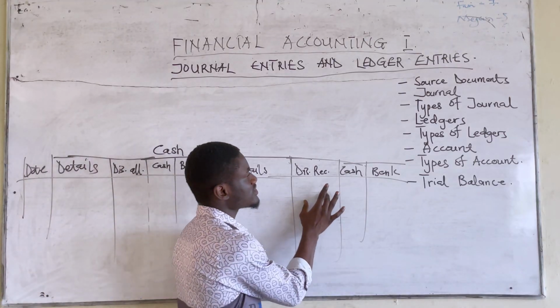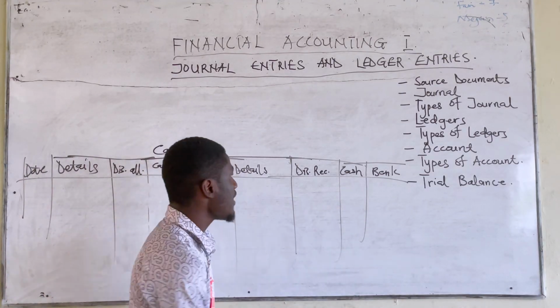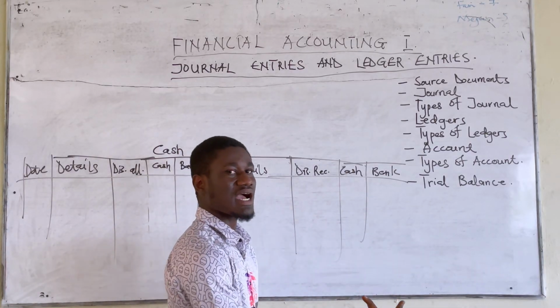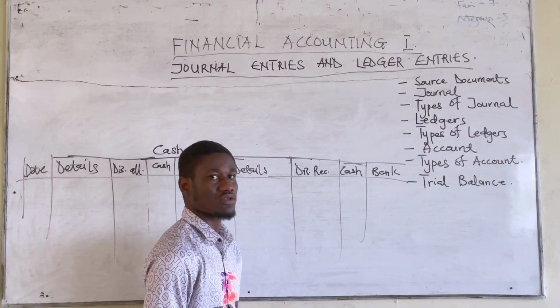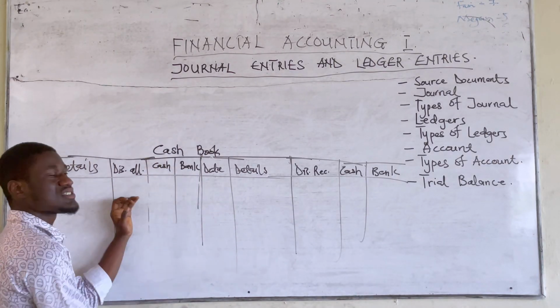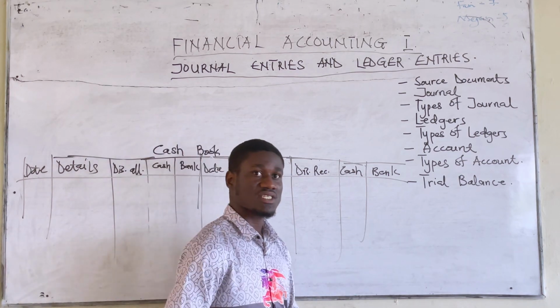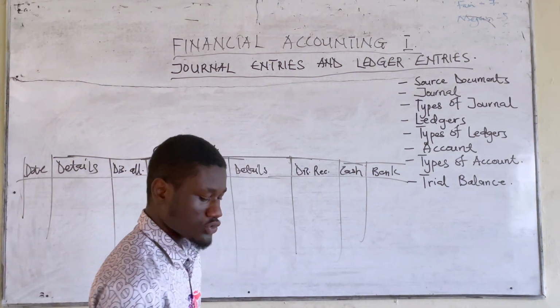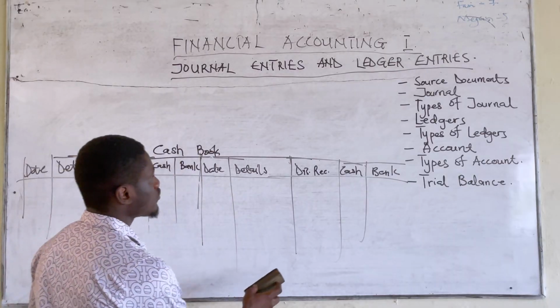So why is the discount received here? In simple terms, I will say because we are making payments for cash. When we make payments for cash, that's when we are going to receive discount. Okay, good. So when we allow or receive cash, that's when we have discount allowed. Yes. So this is for the cash book.